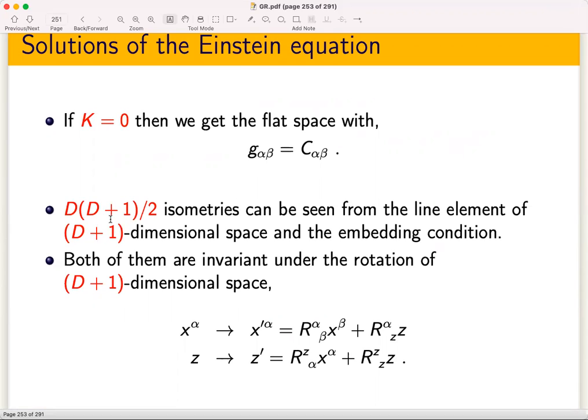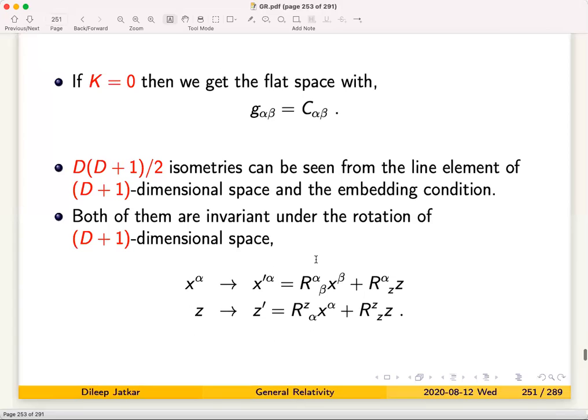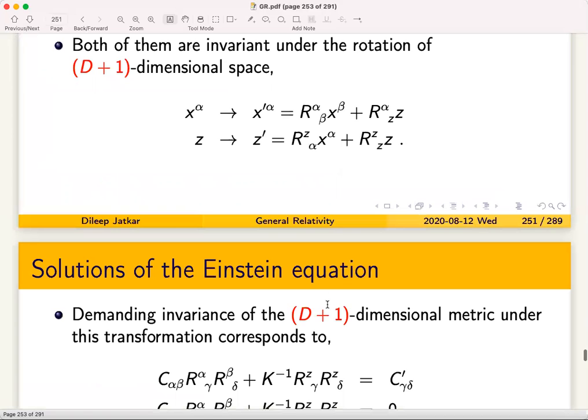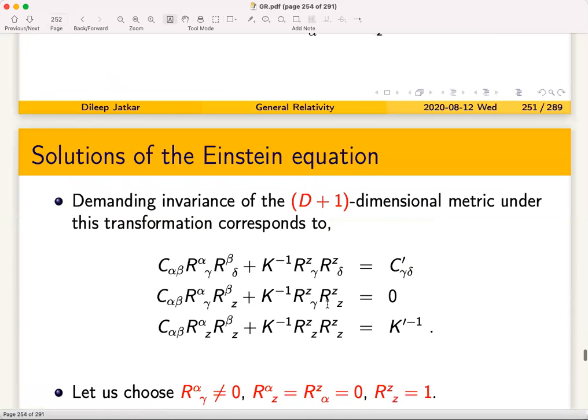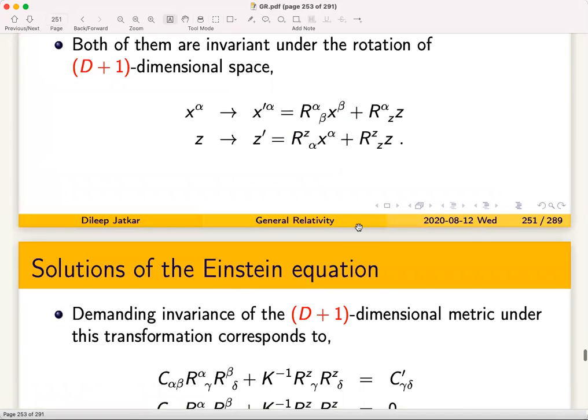Fine. In this particular case, the D into D plus 1 by 2 isometries correspond to the symmetries which are inherited from D plus 1 dimensional space, and those correspond to these transformations that one can look at, which correspond to rotations in D plus 1 dimensional space. So if you demand that the metric is invariant under the D plus 1 dimensional transformations, then one gets equations of this kind, which just follow by saying that if you do this coordinate transformation and demand that the metric is invariant, you would get these equations.